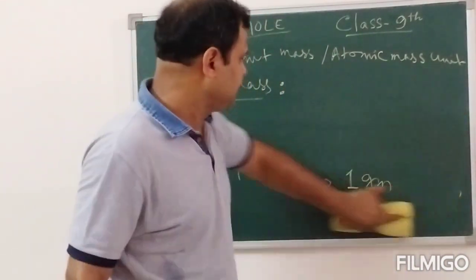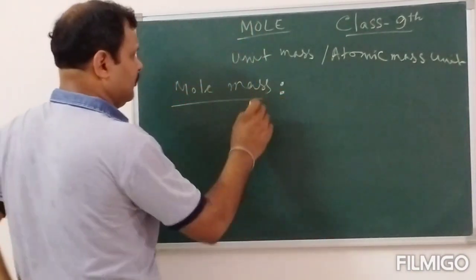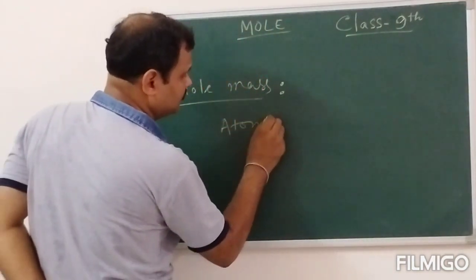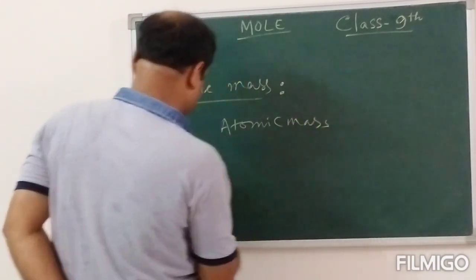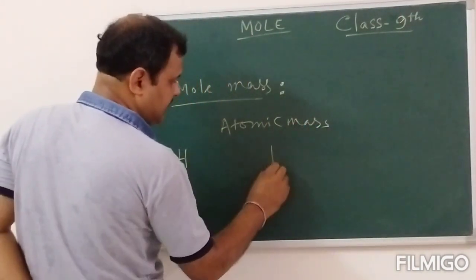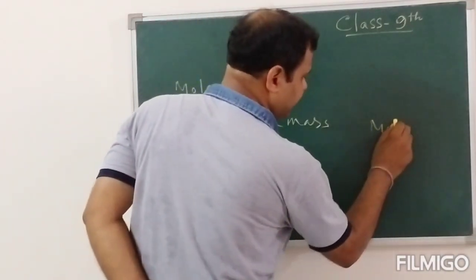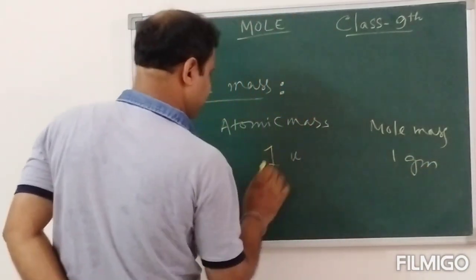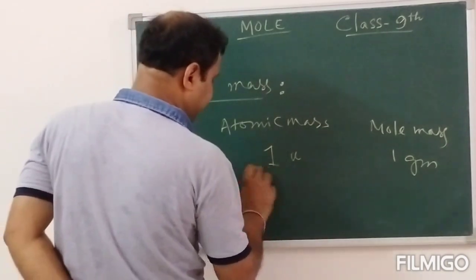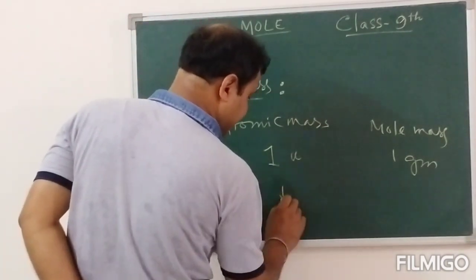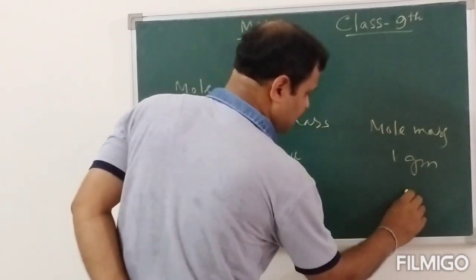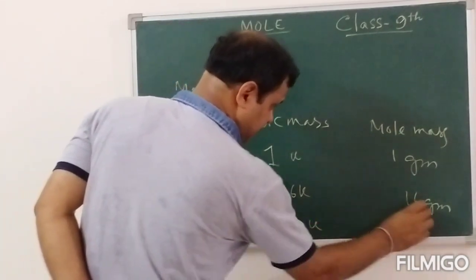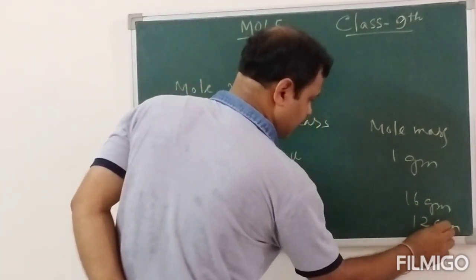Similarly, for any element, you just have to check the atomic mass. Suppose hydrogen has atomic mass 1, so the mole mass will be 1 gram. This is 1 U. And for oxygen, it will be 16 U, so the mole mass will be 16 gram. And for carbon, it will be 12 U and the mole mass will be 12 gram, and so on.